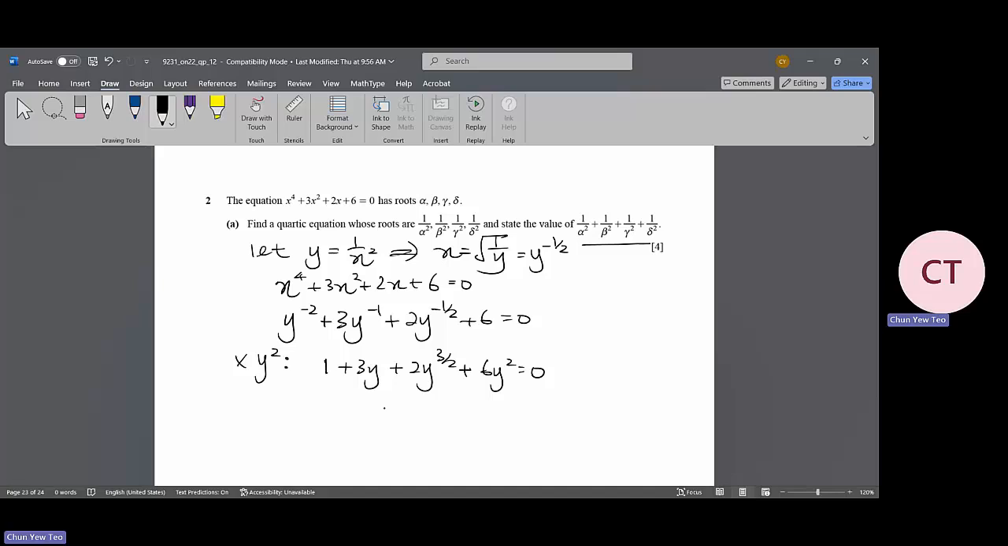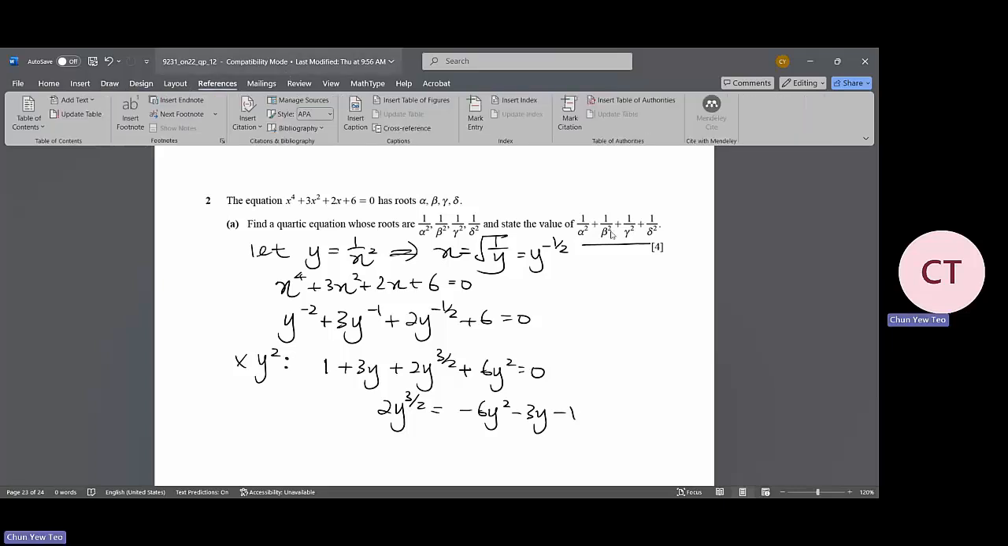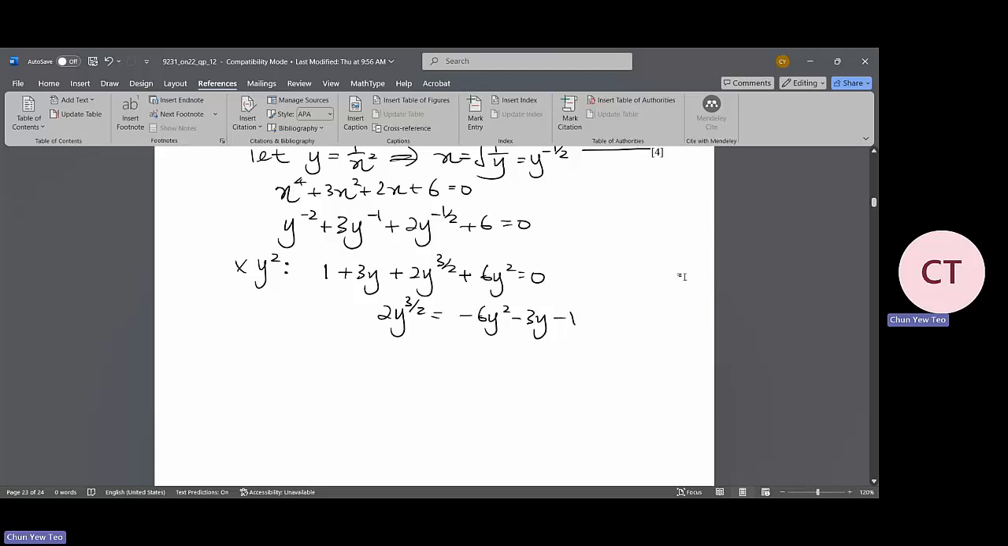So we separate them. The terms with a fractional power go on one side. The rest of them, where the power is a positive integer, we put on another side. Okay, so this is what we have at the moment. Then we just need to expand them. We just need to square both sides.